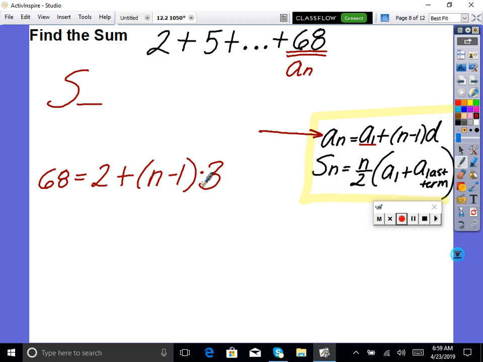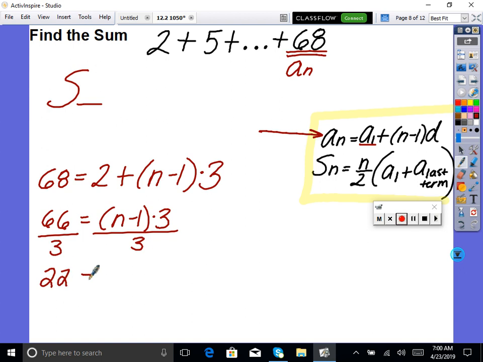So I'm going to go 68 minus 2, so we'd have 66 is equal to n minus 1 times 3. Can't I divide by 3 next? If I wanted, yes. So 22 is equal to n minus 1. So then n must equal 23. So this must be a sub 23, everybody. So that means we're summing up 23 terms.